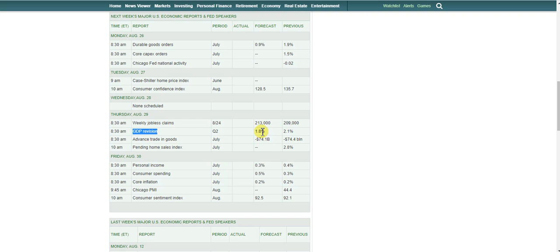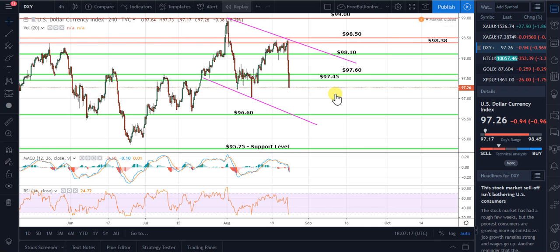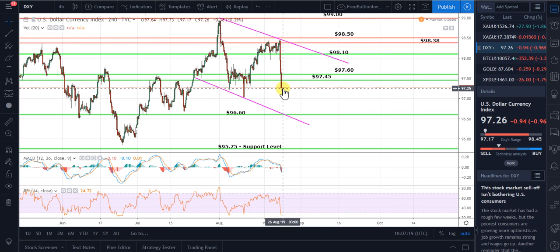So if it comes up above forecast of 1.8%, that should help the dollar, as well as consumer spending, what drives our economy. Basically, that report, July's report, will be coming out this coming Friday, excuse me. So that will also give us some direction in what the dollar is going to do. But again, it's right now in a descending channel. There is no other patterns that I can find for the dollar at this time.